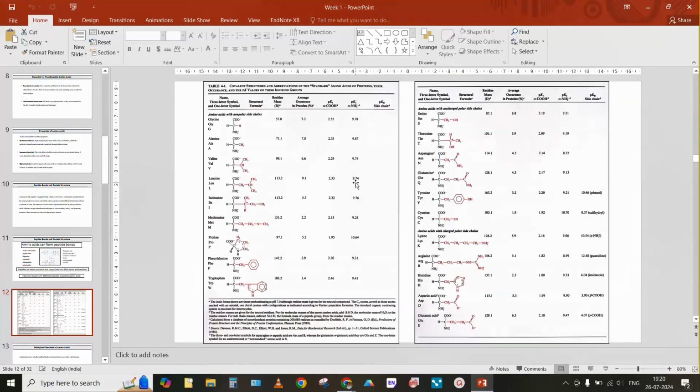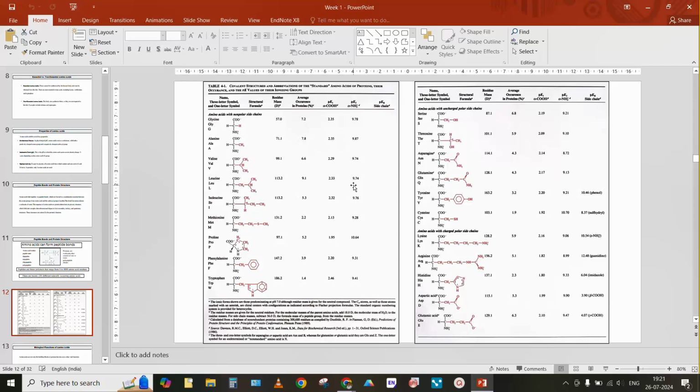Now there is a chart of covalent structures and abbreviations for the standard amino acids in proteins. In this table, the amino acids with non-polar side chains and their examples are given with their structures, residue mass, average occurrence in proteins, their pK1 carboxylic value, their pK2 ammonium value, and their pK side chain, that is the R group, if there is one. There are amino acids with non-polar side chains, uncharged polar side chains, and charged polar side chains. I'll dictate the examples one by one.